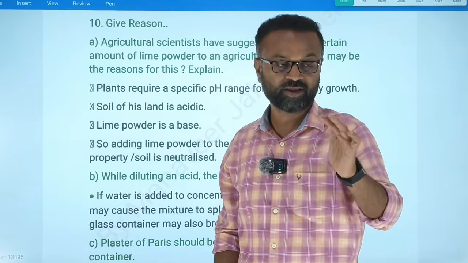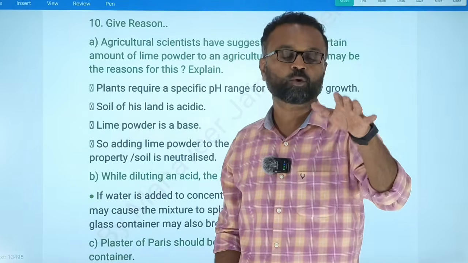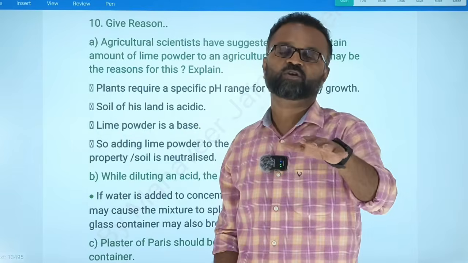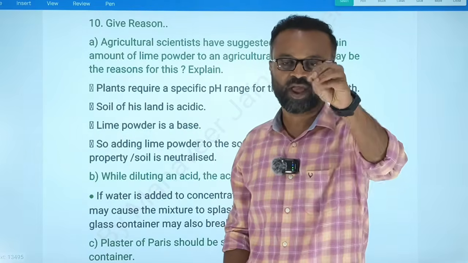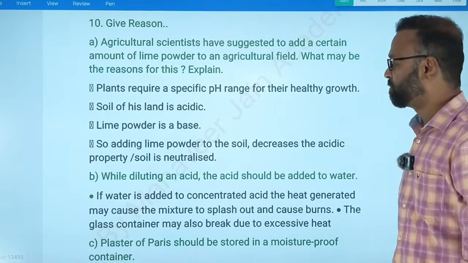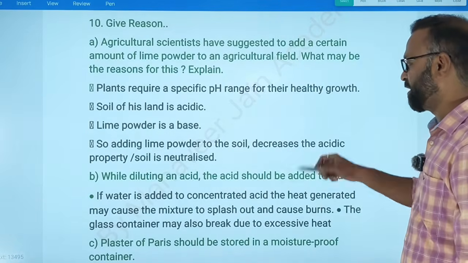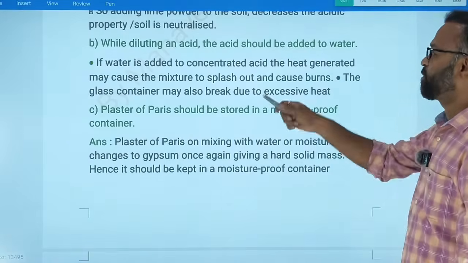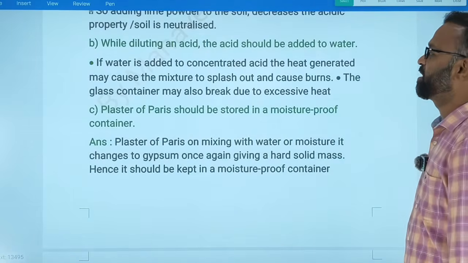Soil is acidic in nature. So lime powder is basic. So to neutralize the pH value of the soil, he is suggesting us to add the lime powder. Hope this is clear. Same thing they are given. We can read it out or take the screenshot. Next question. Repeatedly again this question has been asked.